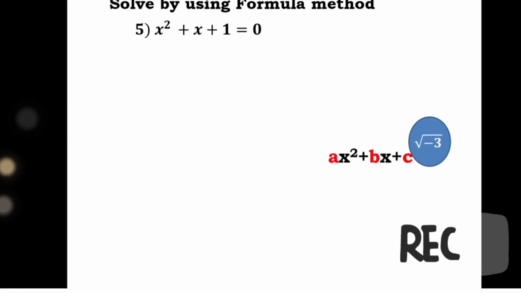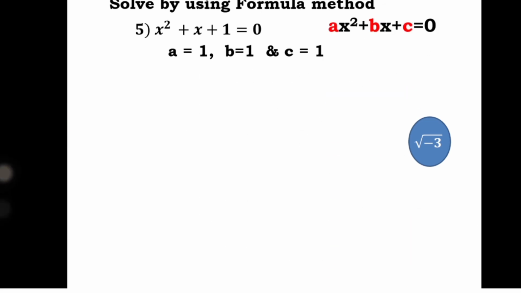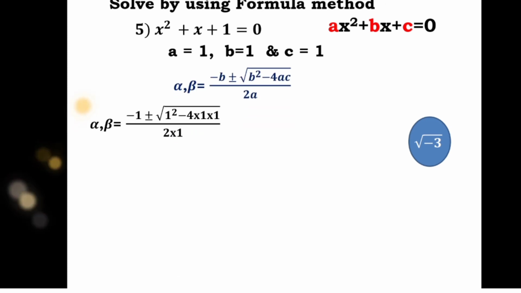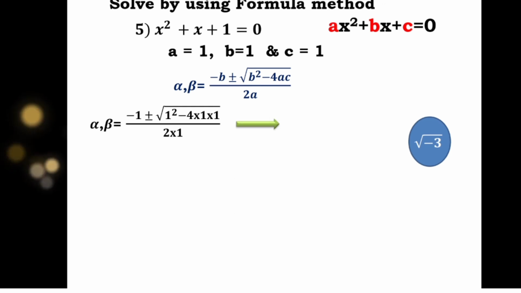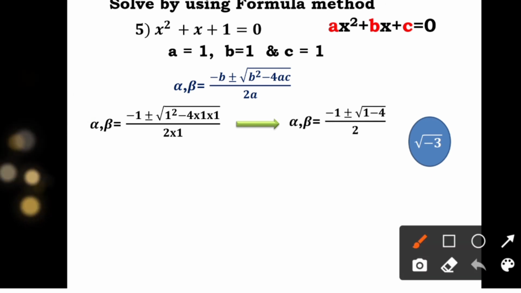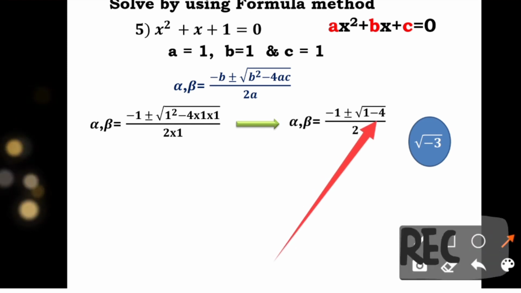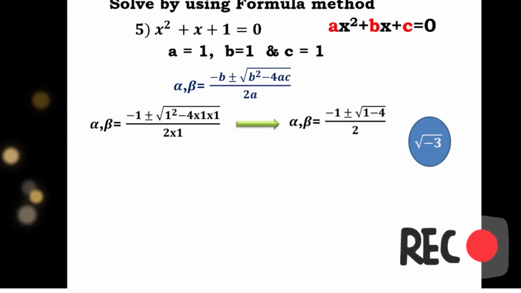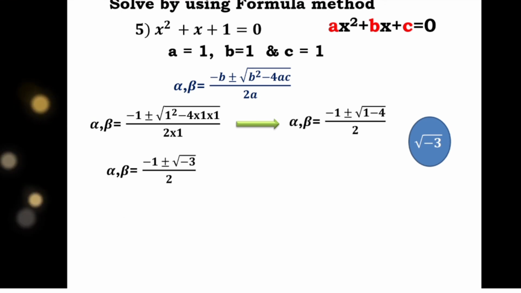Okay, let's go ahead. This problem should be very carefully understood. You have x square plus x plus 1. Now if you compare this equation, you understand that a is 1, b is 1, c is 1. So use the formula. You will get minus 1 plus or minus square root of 1 square, because b is equal to 1, minus 4 times a into c, where a is 1 and c is 1, divided by 2. So this turns out to be alpha comma beta equals minus 1 plus or minus square root of 1 minus 4. Now the square root sign is a little different compared to earlier. 1 minus 4 definitely will give you minus 3, right? So you can see here square root of minus 3.